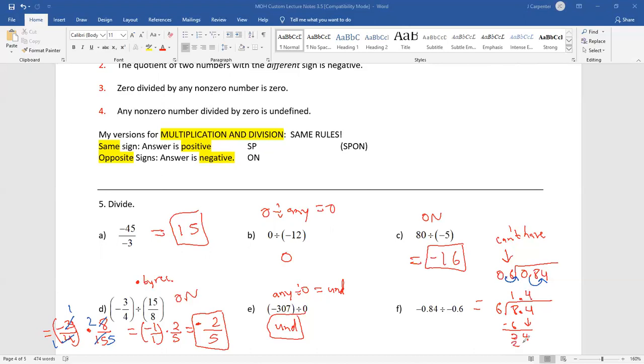4 times 6 is 24. Sorry, I'm having to squish this in. Subtract and you'll get 0. So the answer is 1.4, ignoring the signs. But now we got to account for the signs. That's a negative and a negative. They're the same sign, so the answer should be positive.